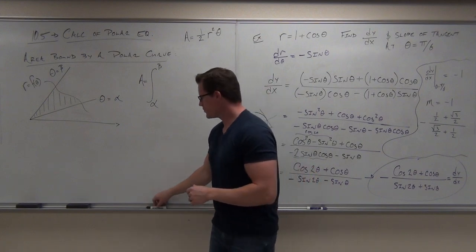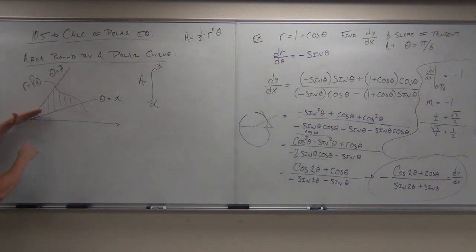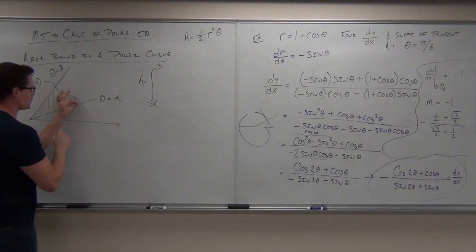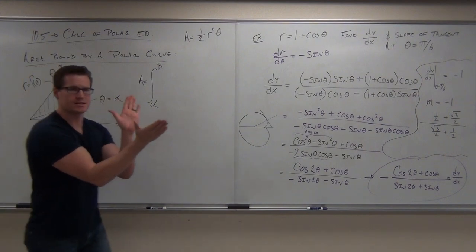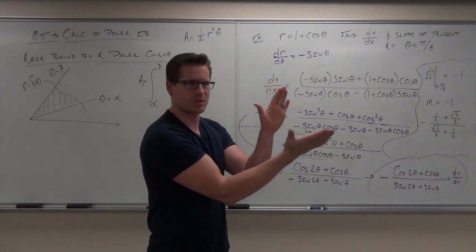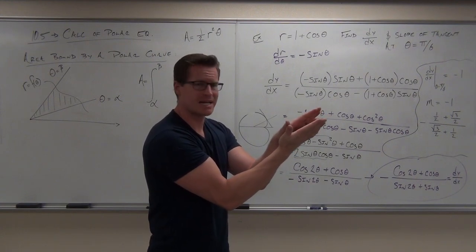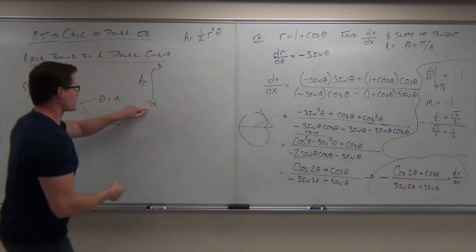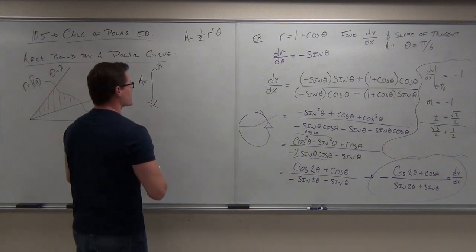So what we're going to do is take a real teeny little sector of this thing, and then find the next one, and the next one, and the next one. We're going to allow the angle between them to go to zero. If that's the case, we're going to have an infinite number of teeny little sectors that we add up, starting at alpha and adding up to beta. All right, cool.